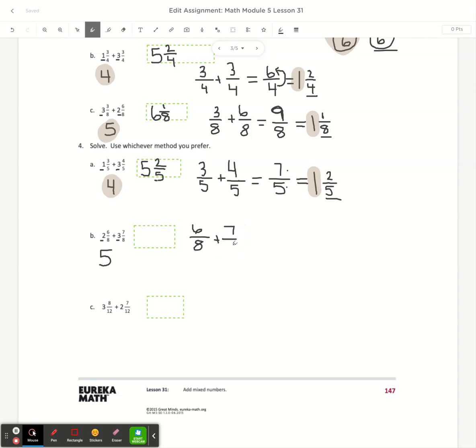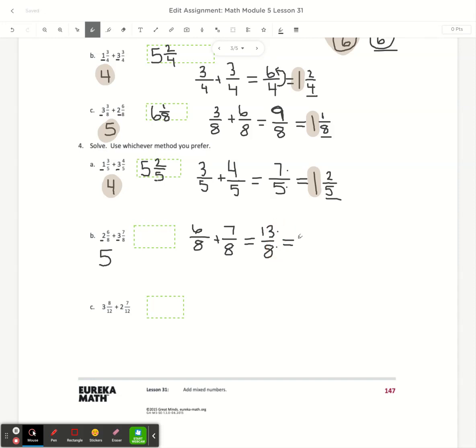And again, if I'm adding fractions, I know that if the denominators are the same, I just leave those denominators alone and add my numerators. So I'm going to add 6 plus 7, which I know equals 13. And yet again, guys, I have an improper fraction that I need to change to a mixed number. So I need to think, how many times does 8 go into 13?